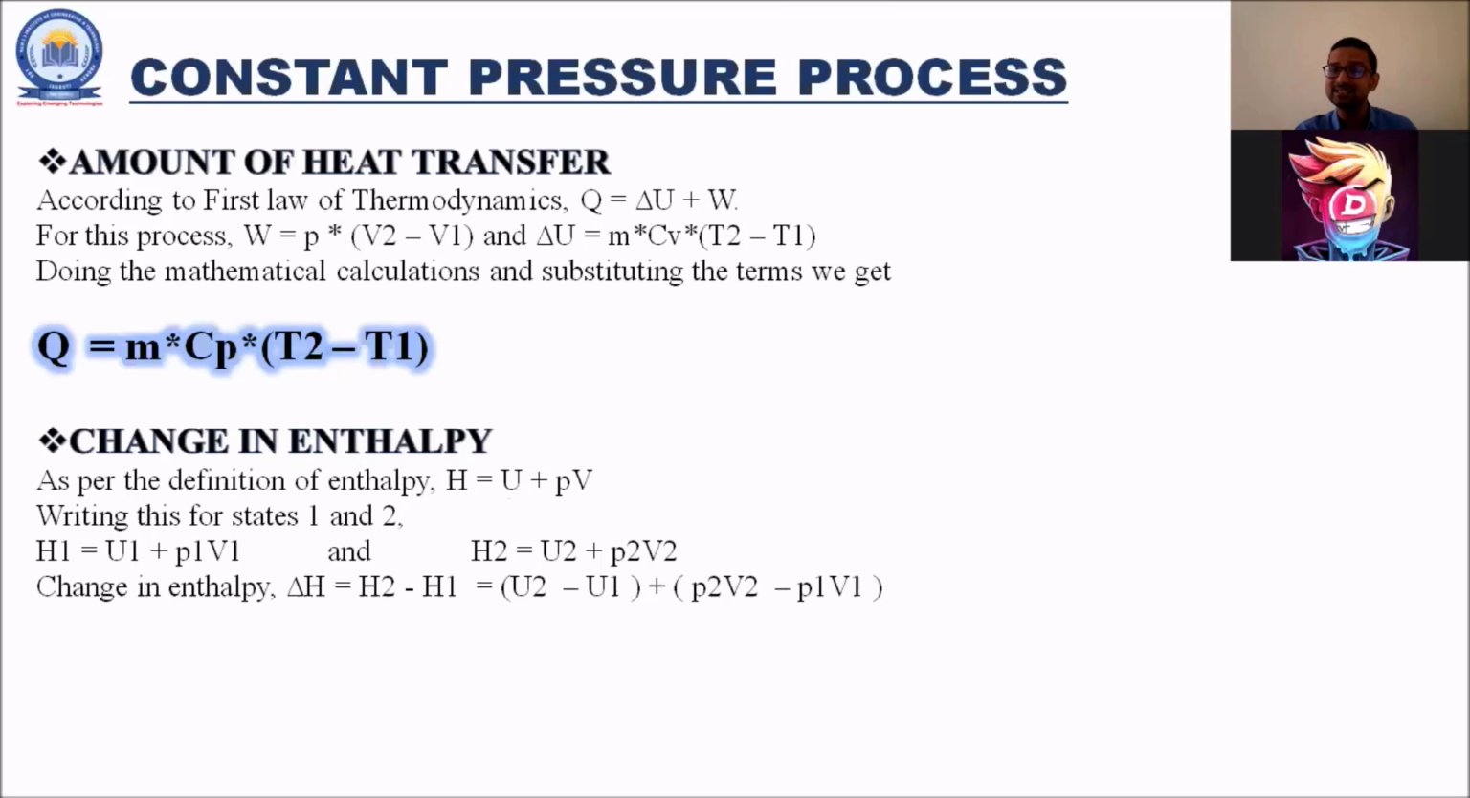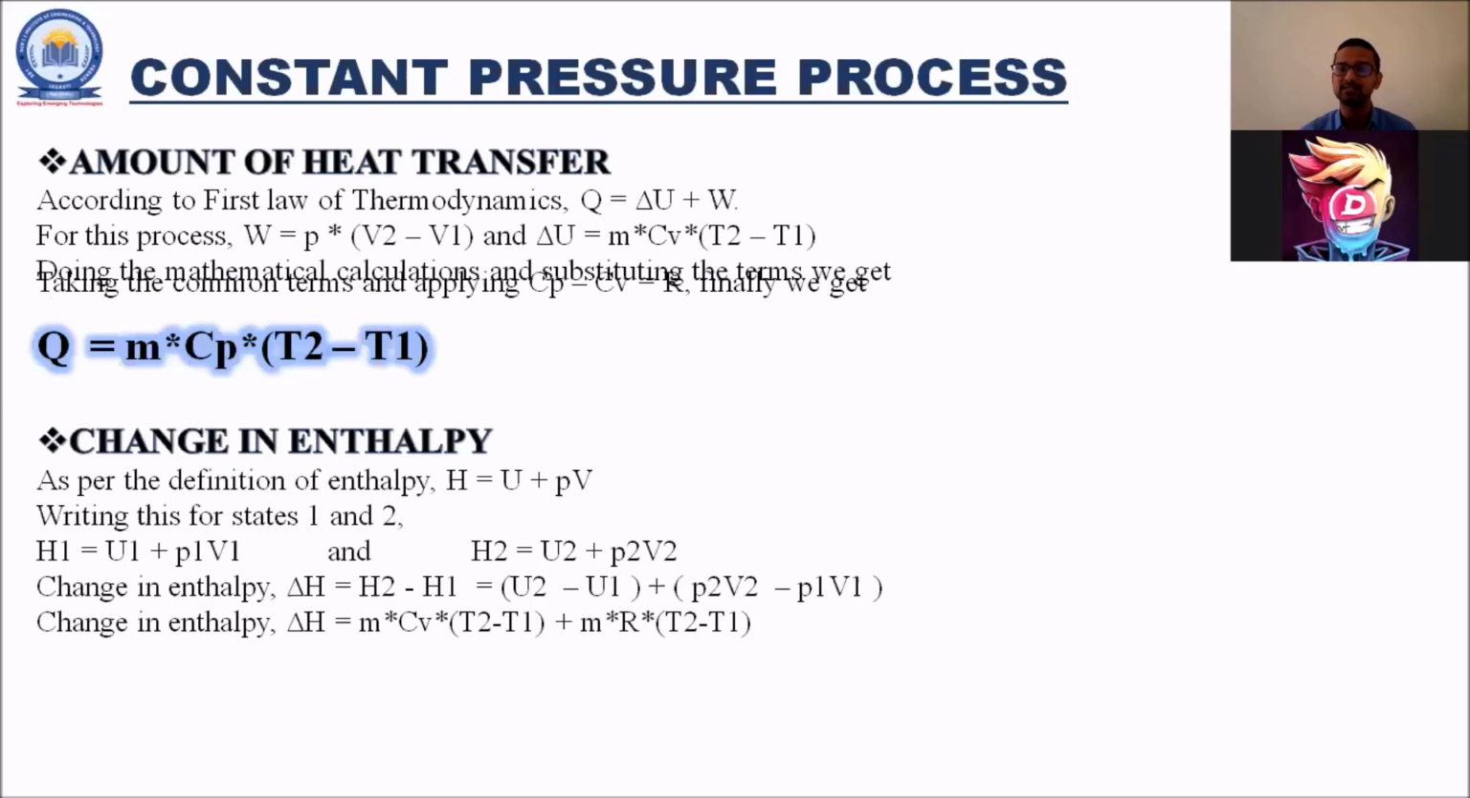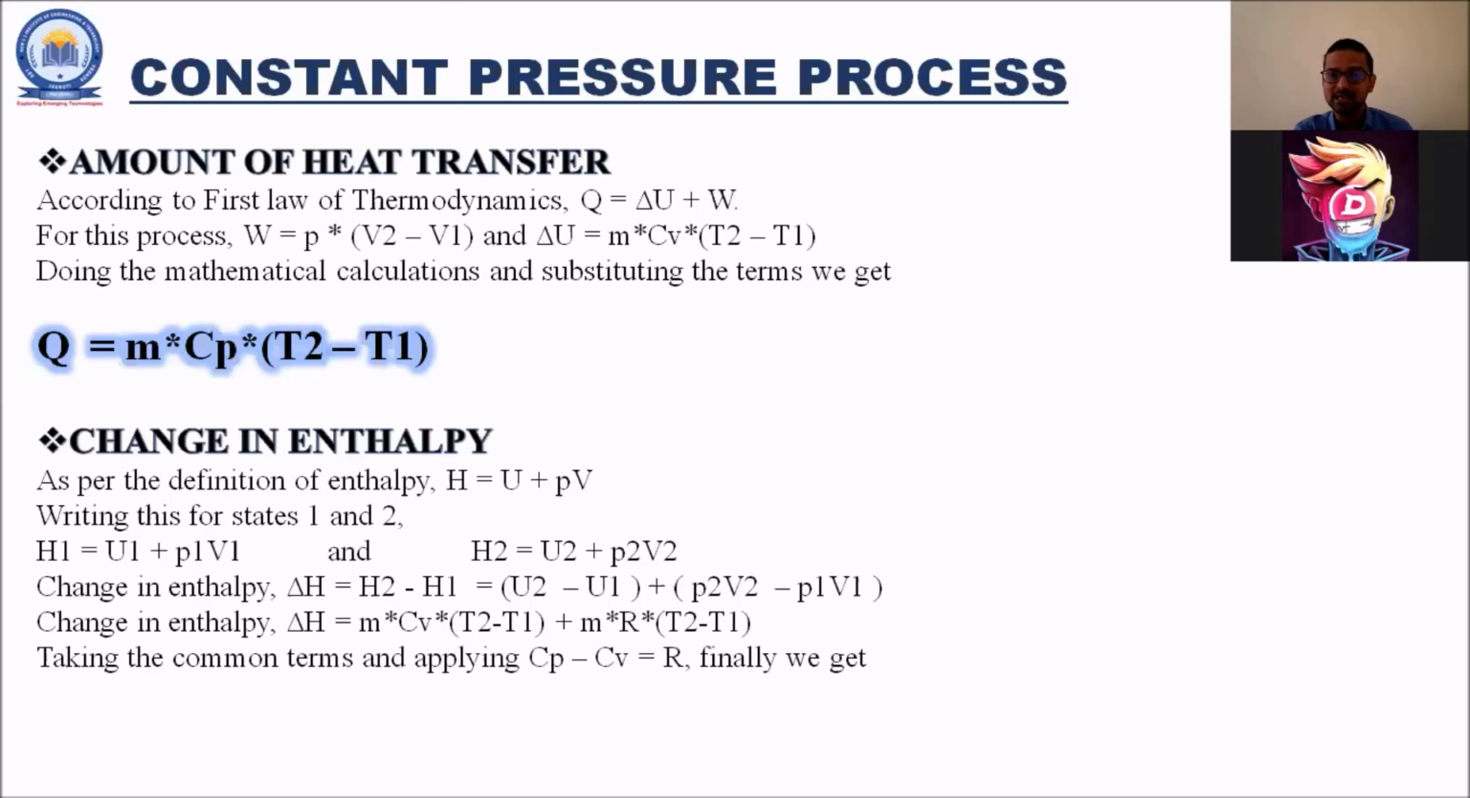U2 minus U1 is equal to delta U. Substituting the value of delta U in this equation, and substituting the value of P2 V2 minus P1 V1, that is m R (T2 minus T1), and taking Mayer's equation, substituting R is equal to Cp minus Cv, and expanding the brackets, two terms will cancel out, the positive and the negative terms, and finally we get the same answer for delta H, that is m Cp (T2 minus T1).